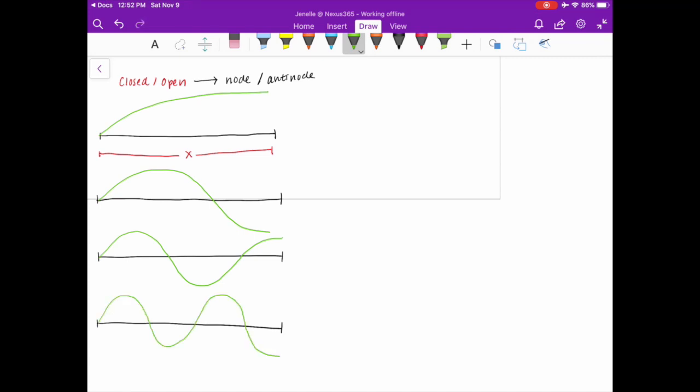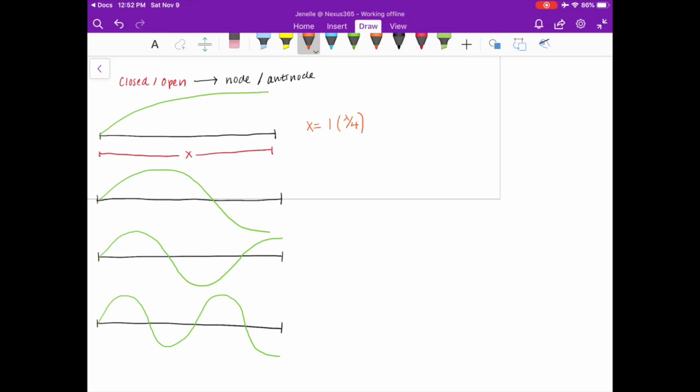Okay, now let's calculate the wavelengths. The closed open tube is a bit different from the open open tube. For the fundamental resonant form for the closed open tube, the length of the tube, x, makes up only 1/4 of a wavelength this time.